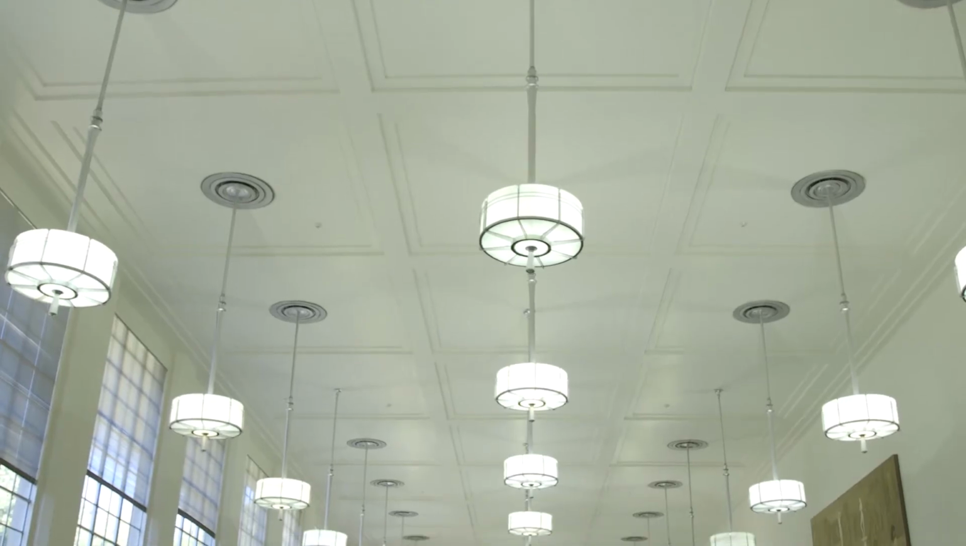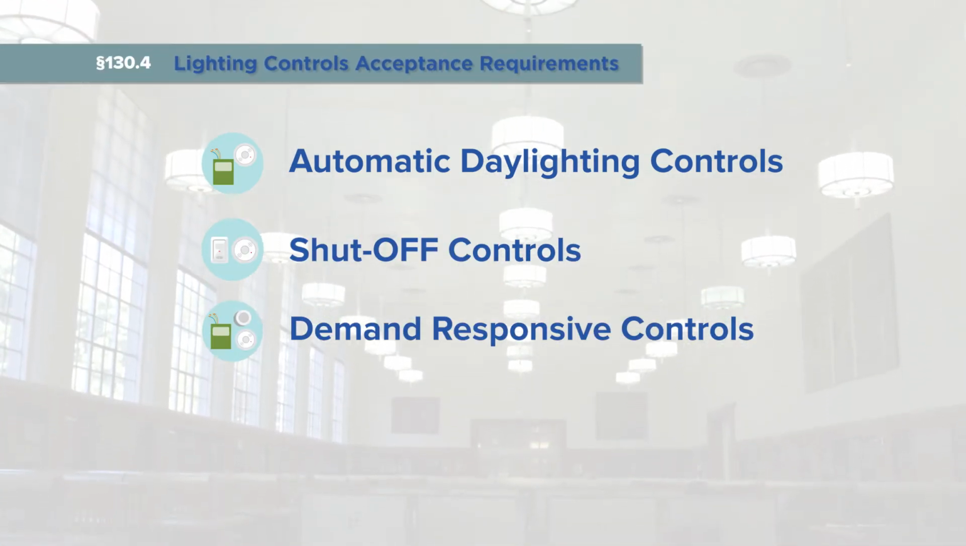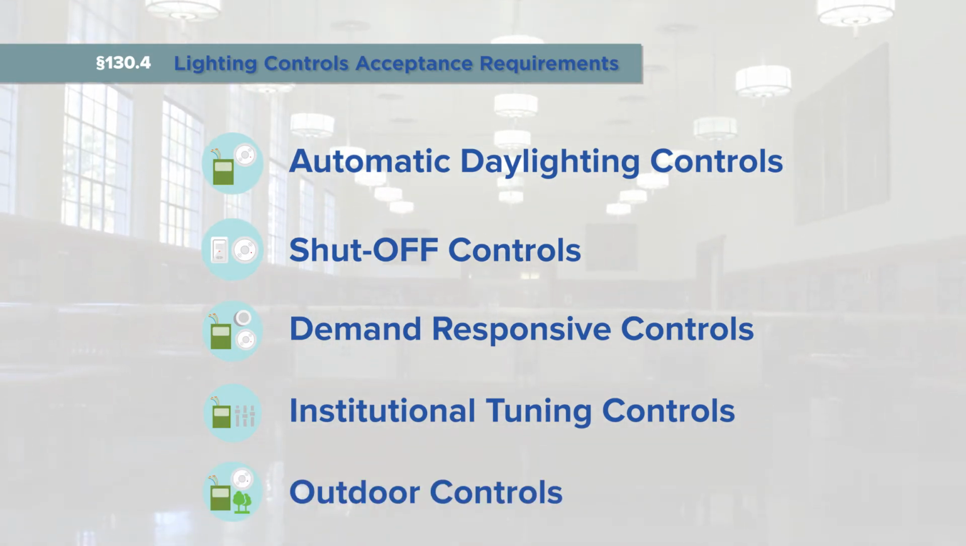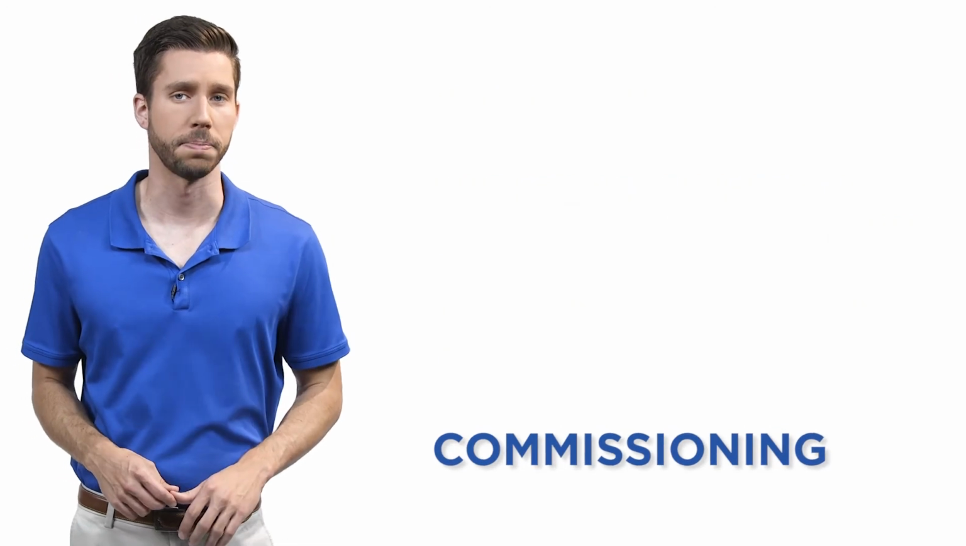Lastly, the energy standards require that automatic daylight controls, shutoff controls, demand-responsive controls, institutional tuning controls, and outdoor controls undergo acceptance testing after installation and prior to issuance of an occupancy permit. Acceptance test requirements are detailed in section 130.4 of the Energy Standards and Non-Residential Reference Appendix 7. For more information on acceptance testing, watch Series 1 of this video series on the Energy Commission website. Now we will cover commissioning requirements.